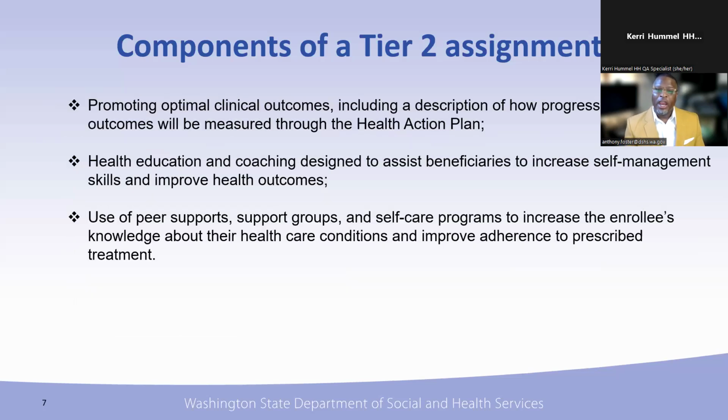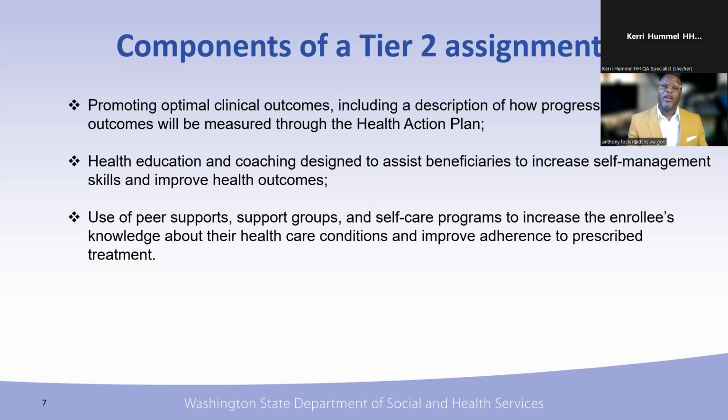And then there are some other components as well. Moving on to the next slide, the promoting of optimal clinical outcomes, including a description of how progress towards outcomes will be measured throughout that health action plan. So again, the HAP is very important in indicating what tier designation your client is at. Then there is health education and coaching designed to assist beneficiaries to increase self-management skills and improve their health outcomes, and the use of peer supports, support groups and self-care programs to increase the enrollees' knowledge about their healthcare conditions and improve adherence to prescribed treatment.